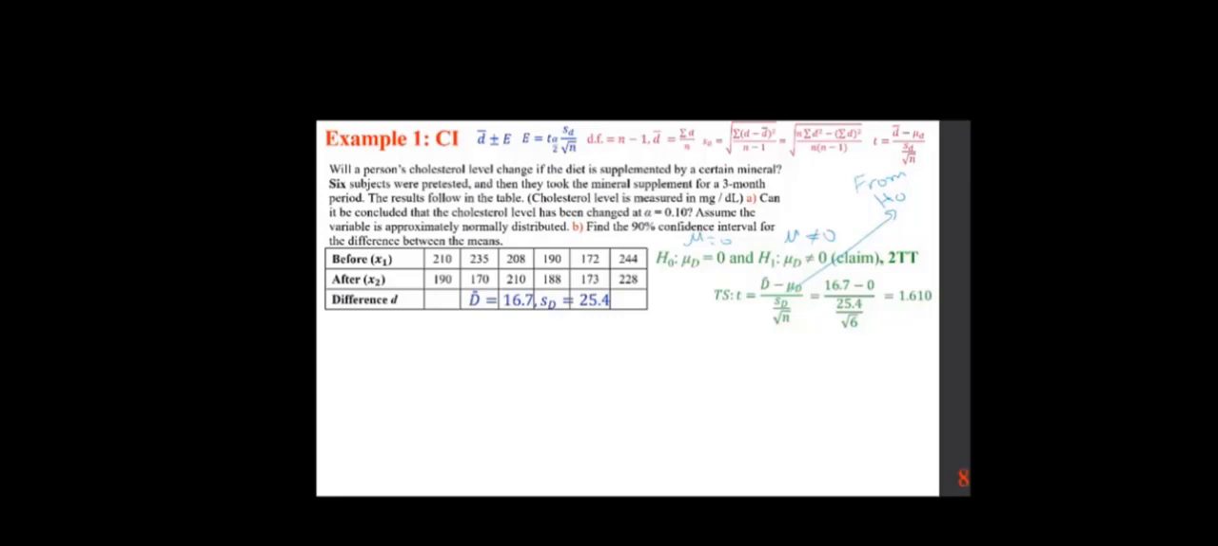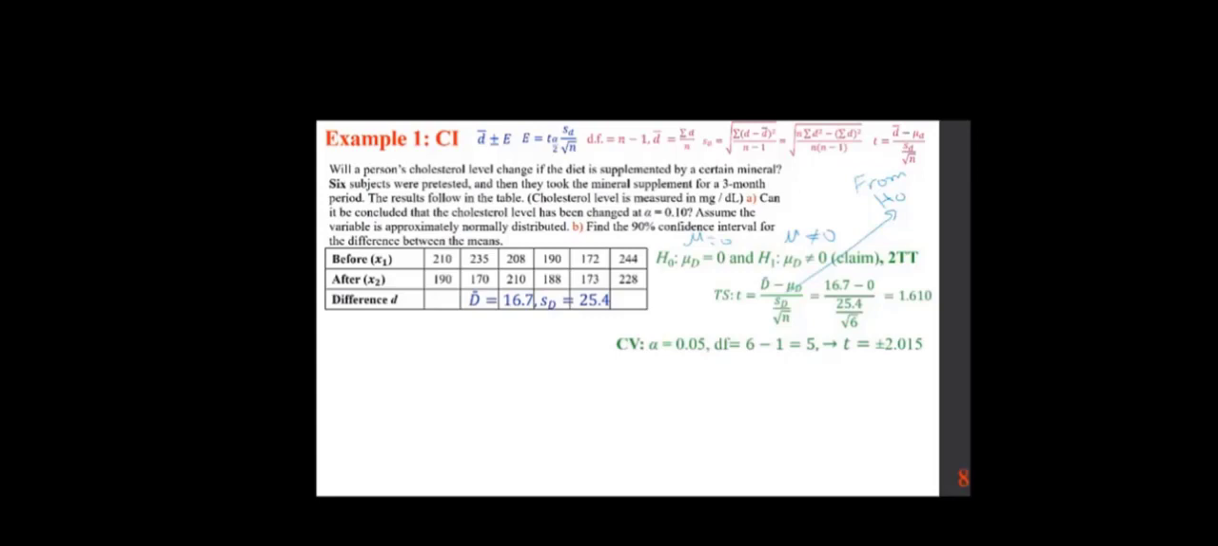Now, we need the critical value. It comes from the choice of alpha. Remember, you're dealing with a two-tailed test. A 90% confidence level corresponds to alpha of 0.1, and so each tail is 0.1 divided by 2. Degrees of freedom is n minus 1, that means 5. T becomes plus or minus 2.015.